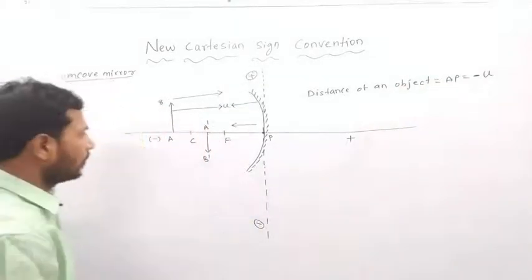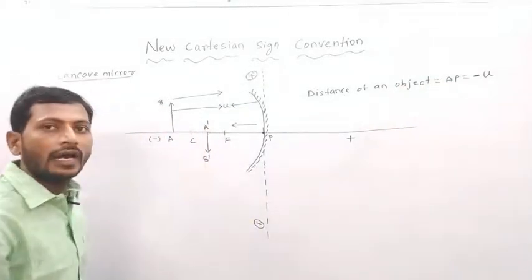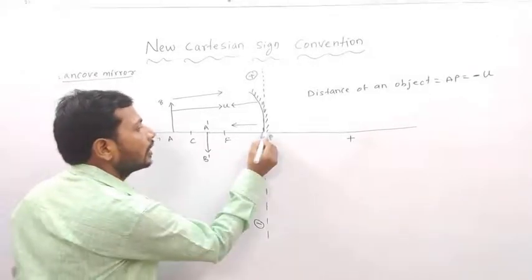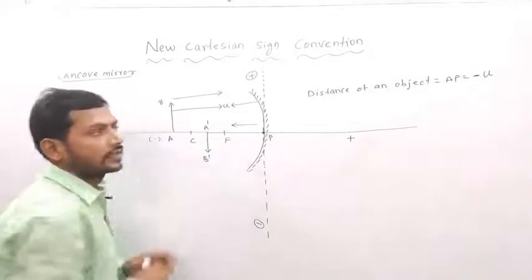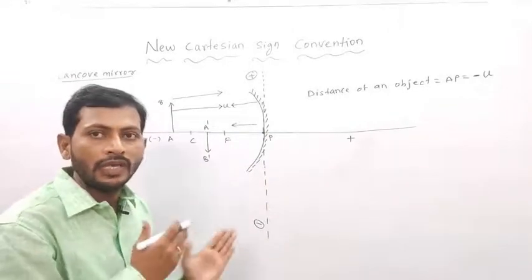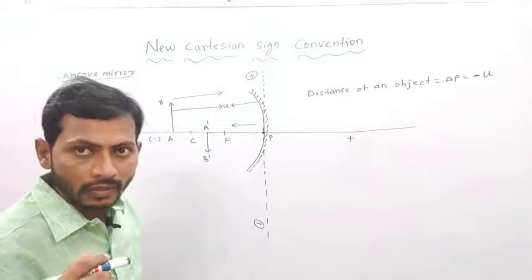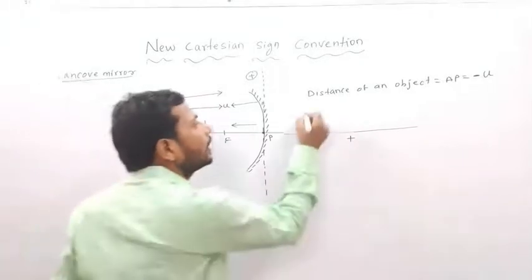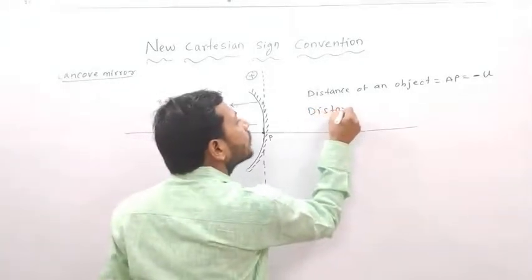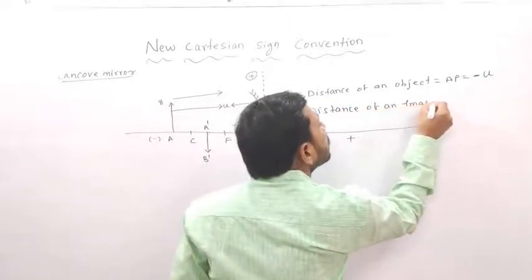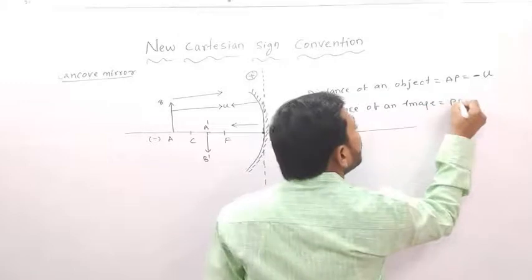If, for example, I want to calculate the distance of the image, distance of image means, observe, P to A dash. The distance from P to A dash is the distance of the image. I hope you can understand this, children. I am writing here distance of an image equals PA dash.